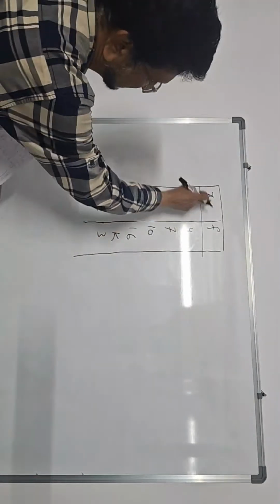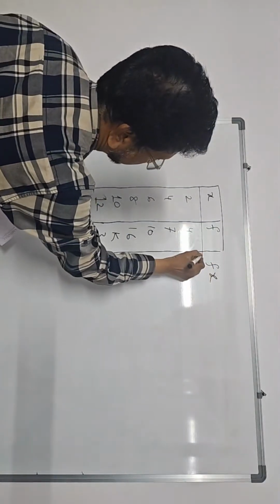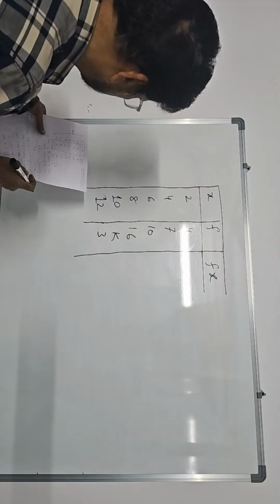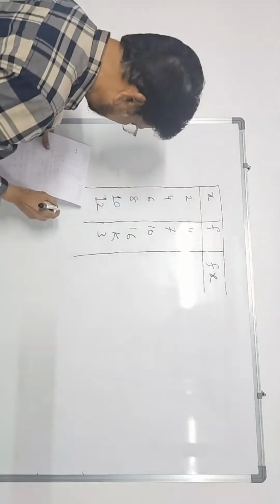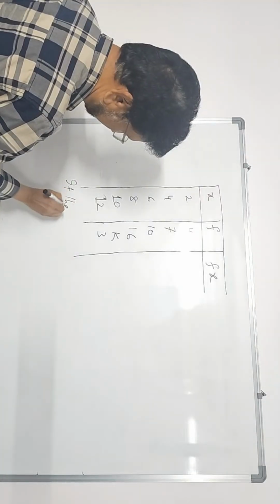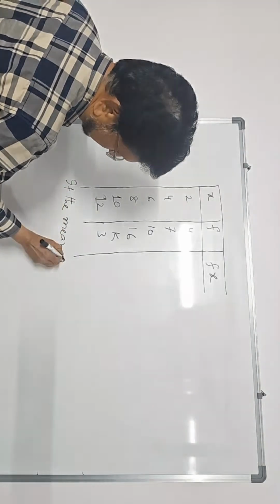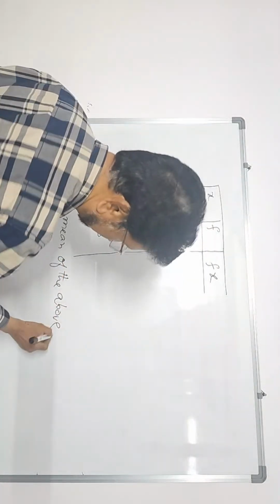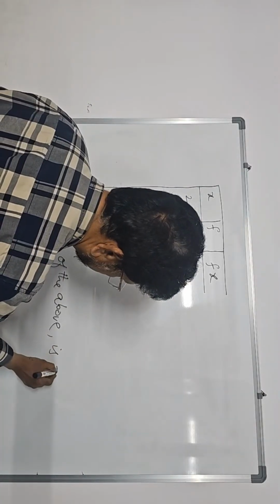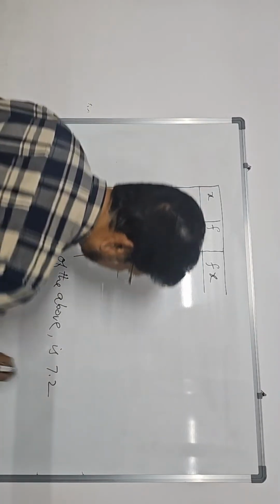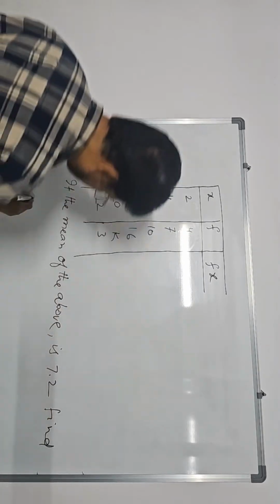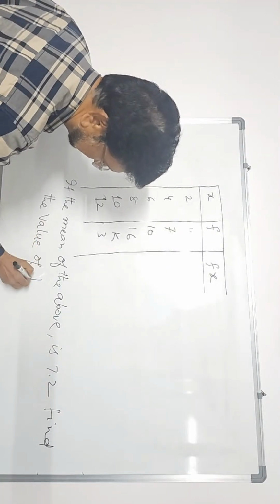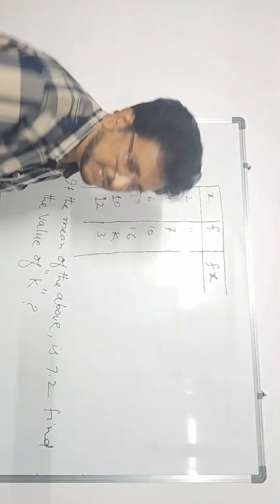Now multiply these two numbers, f into x. What you have to find is, if the arithmetic mean of the above frequency table is 7.2, find the value of k. Very simple one it is.